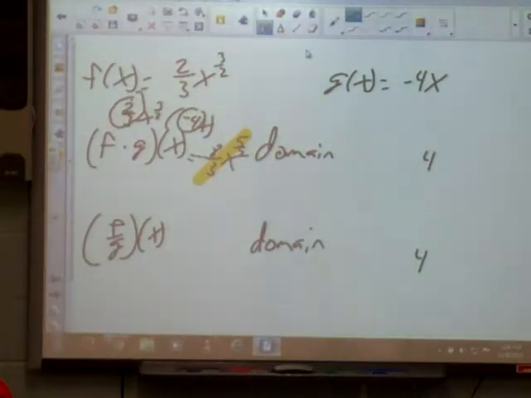Multiply the coefficients. 2/3 times -4, that's -8/3. And then on multiplication, you add powers. 3/2 plus 1 is 5/2.